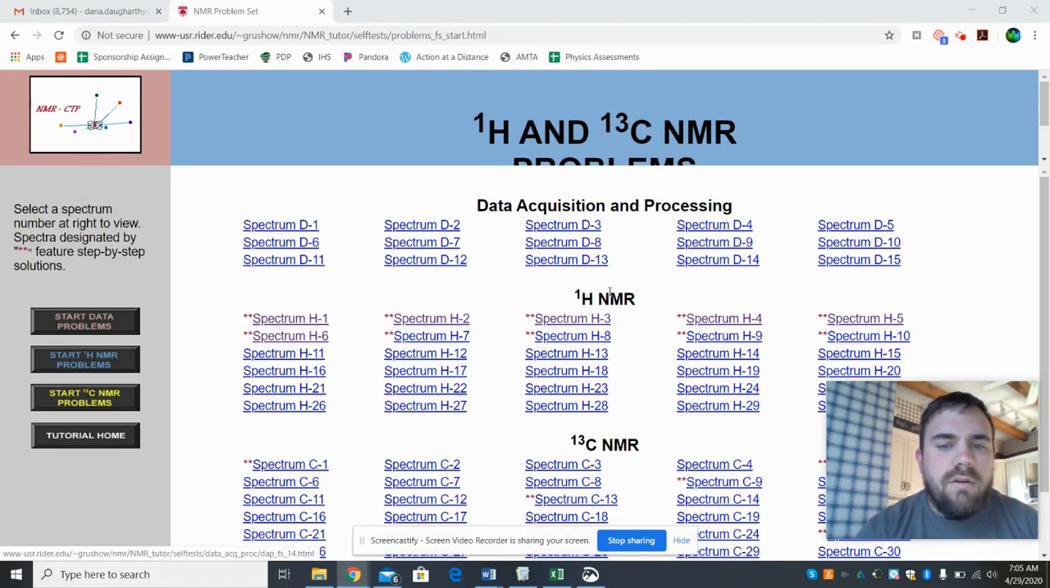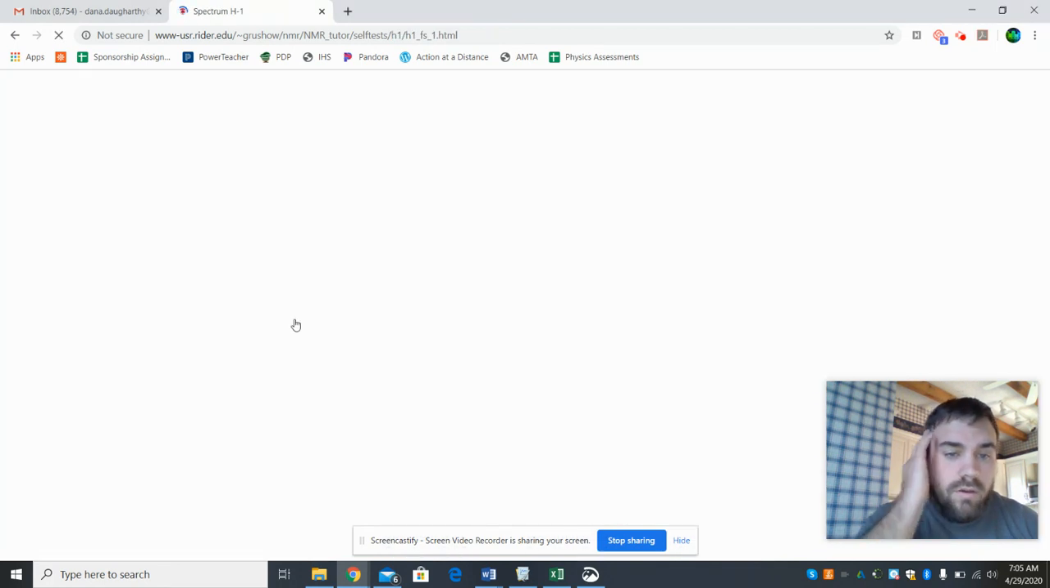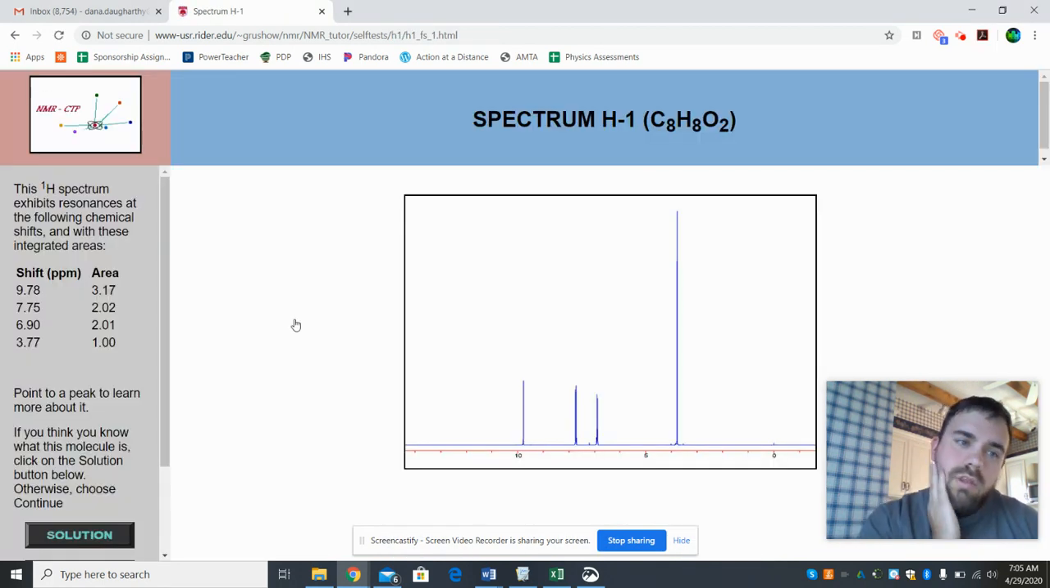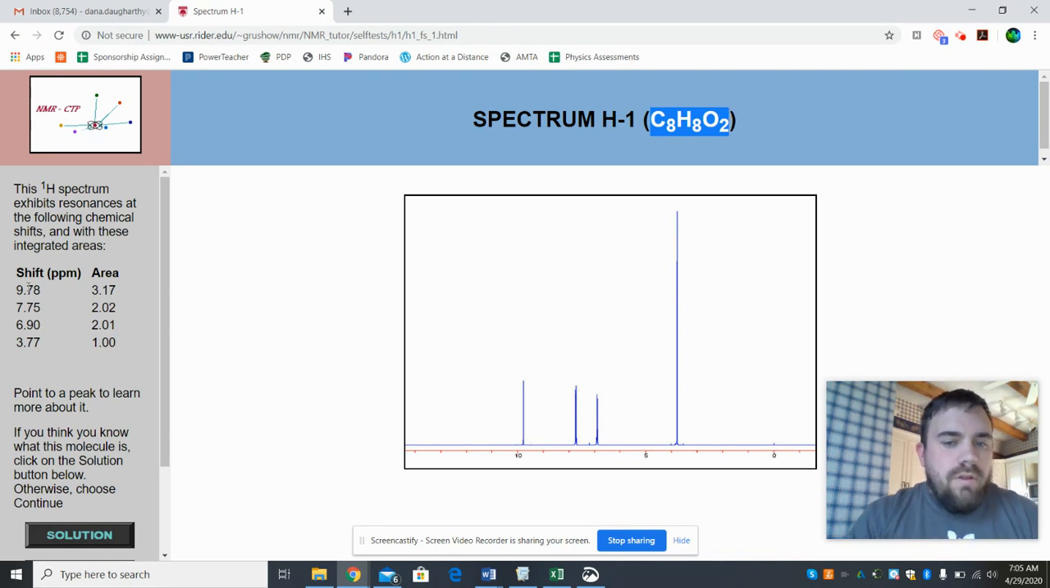So if I just come down to Proton NMR and pick the first one, this is what's cool about it. First off, it gives you up here the formula, like this. And then it tells you the numbers that they're at over here on the left, the shift. And then it also tells you the area under the curve, which is the integration value. So basically it tells you everything you need to know to be able to solve the problem. And so I would recommend trying to solve it before you even go.